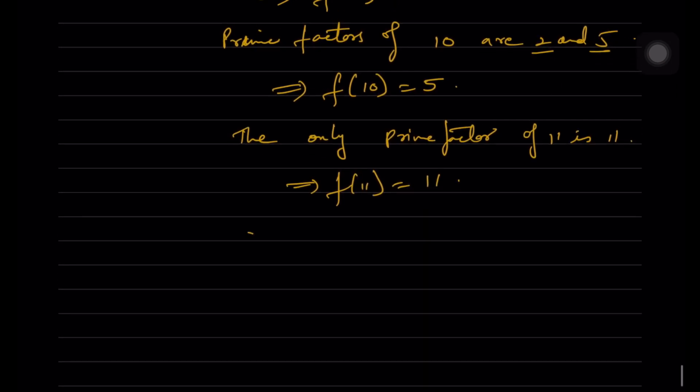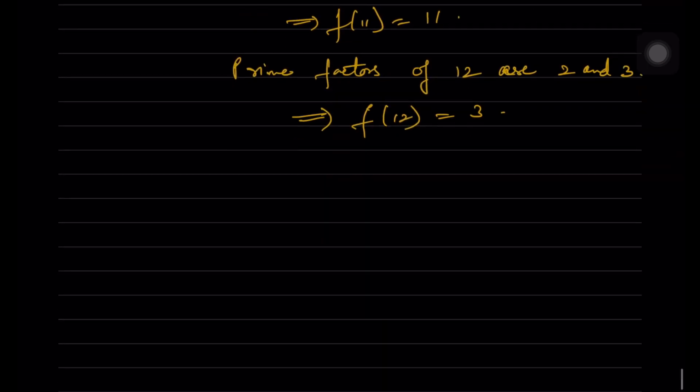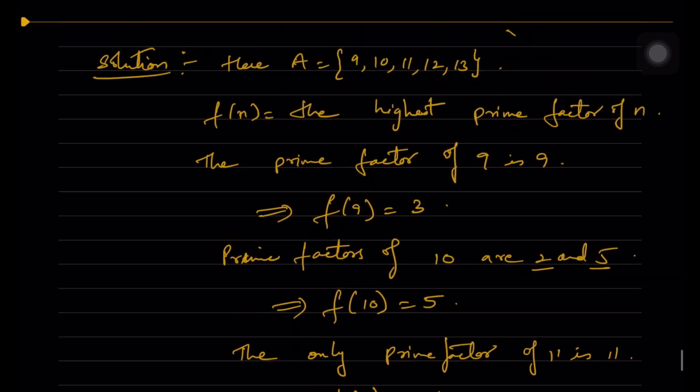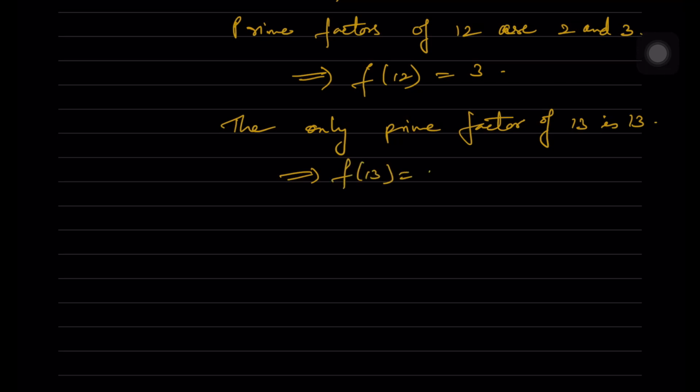Now we also have that the prime factors of 12 are 2 and 3. 4 threes are 12. So therefore the 2 and 3 you can take. So f of 12, the highest prime factor is 3. Next, what is the element which you are having? We are having 13. So the only prime factor of 13 is 13. So which implies that f of 13 is equal to 13.